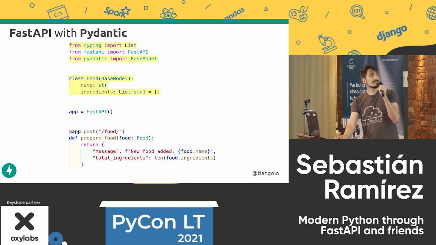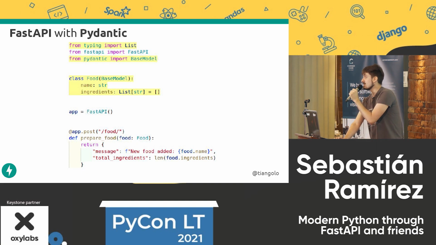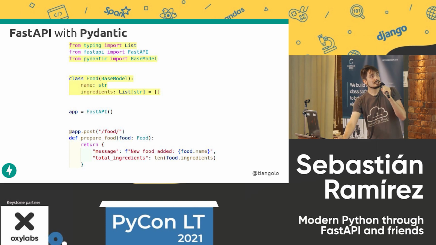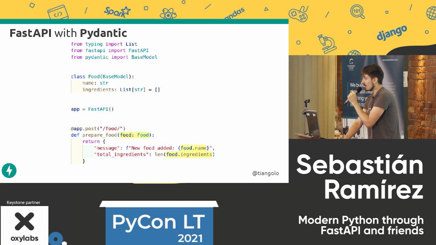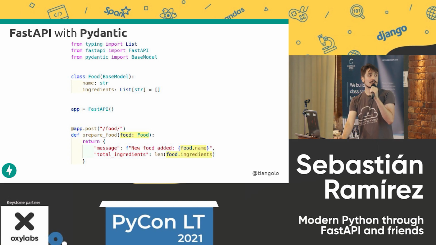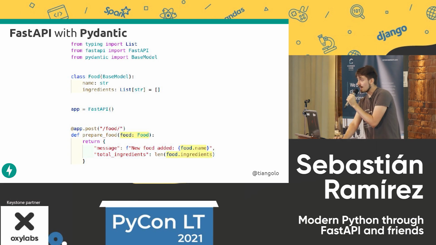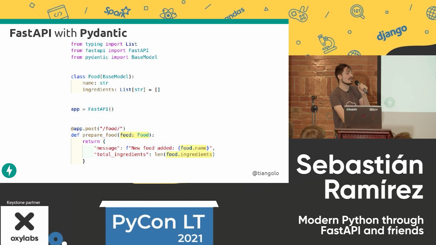So we're saying that this name is a string and the ingredients is a list of strings. And this list of strings, this is the standard way to declare in Python that something is a list of strings. This list also comes from typing. And now we just use this class Food that we created here. We use it as a type annotation in the function here as a parameter. So this is, again, the standard way to declare that this parameter food should be an instance of this class Food. And this is what FastAPI is going to give us.